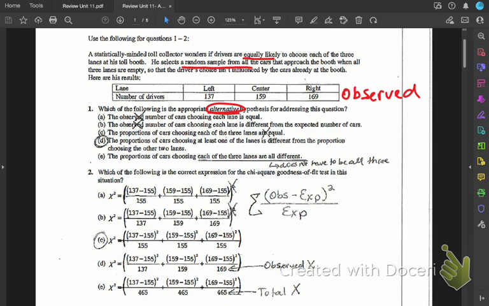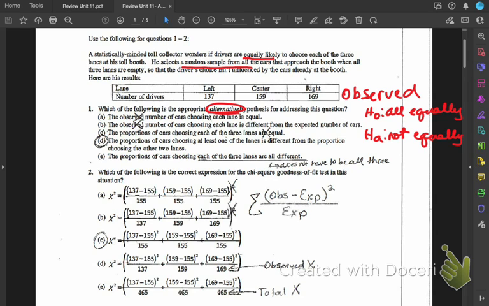So we are trying to figure out if these lanes are equally likely. Our null hypothesis would be that the distribution is all equal, meaning that there's no difference, right? There's an equal to sign. All of them are equally likely. The alternative would be that they are not equally likely.